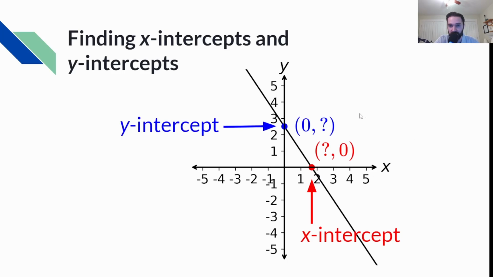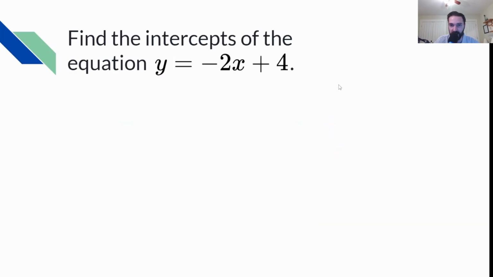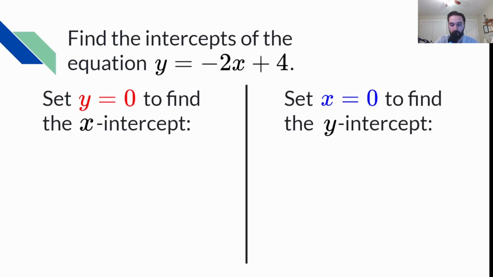So how do we find these question marks? How do we find those values? Let's talk about that right now. Here I'm asked to find the intercepts of the equation y equals -2x plus 4. To find the x-intercept, we can set y equal to 0 and then solve for x. So let's do that. If we plug in y equals 0 in red here, we get 0 equals negative 2x plus 4. And next we can isolate the x on the right-hand side. Usually we isolate on the left-hand side, but we'll change it up this time.